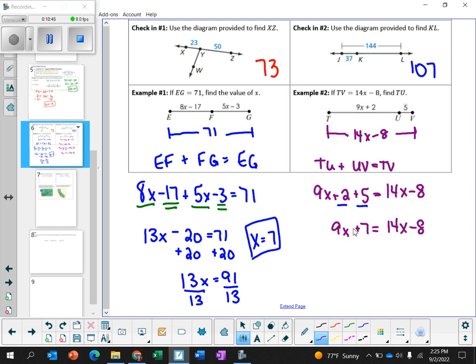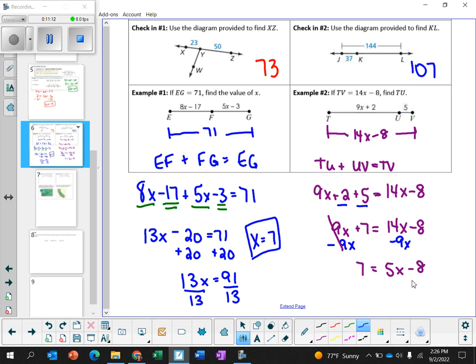And now we have variables on both sides, so I'm going to take care of my variables first. I'm going to move my 9x over because that was the smaller of the two. So that means I'm going to minus 9x and minus 9x. If that's not the way you did it, that's fine, but this is the way I'm going to do it. So now these are gone. So we have 7 = 14 - 9, which is 5x, and then we still have -8.